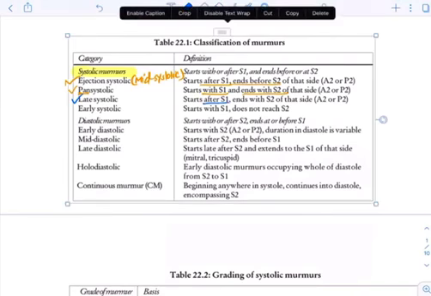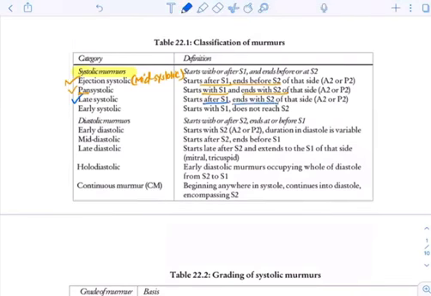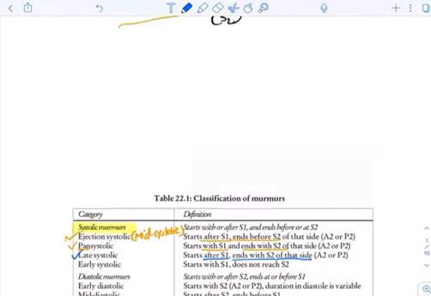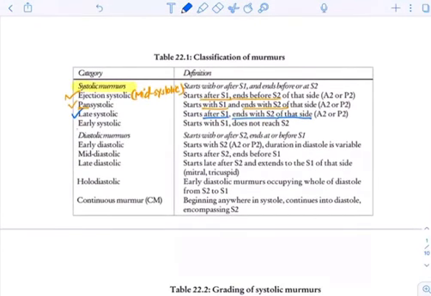Next is late systolic. What do we mean by late systolic? It will start well after S1 and will end with S2 of that side. Well after S1 means late systolic. It will start after mid systole and end at S2. So what is early systolic murmur? Early systolic murmur starts with S1 and does not reach S2. It will end well before S2. So this is how systolic murmurs are classified: ejection systolic, pansystolic, late systolic and early systolic.